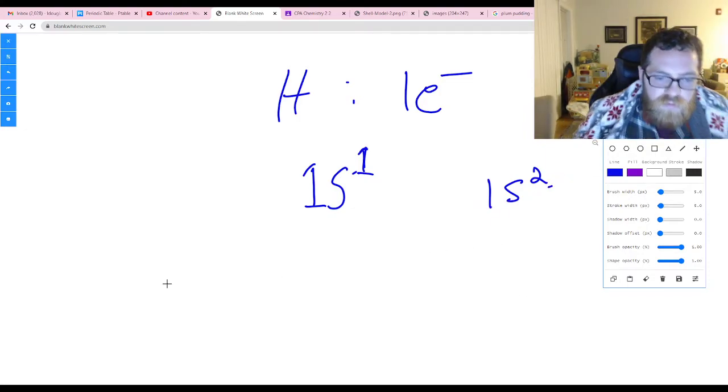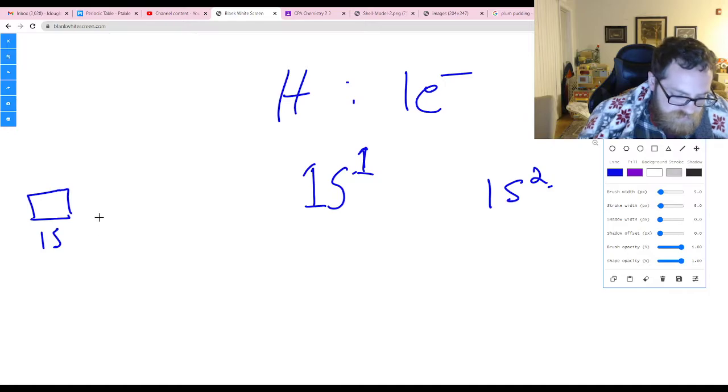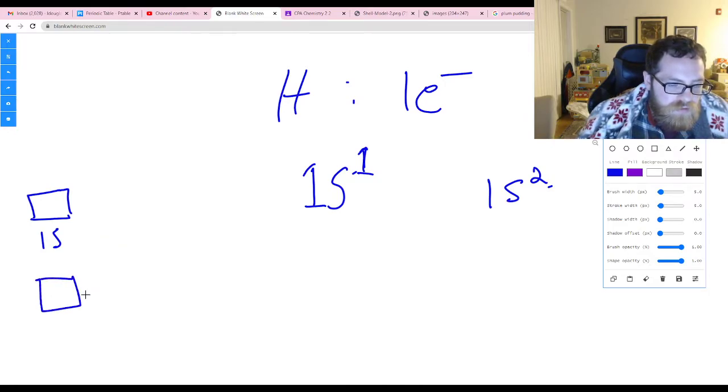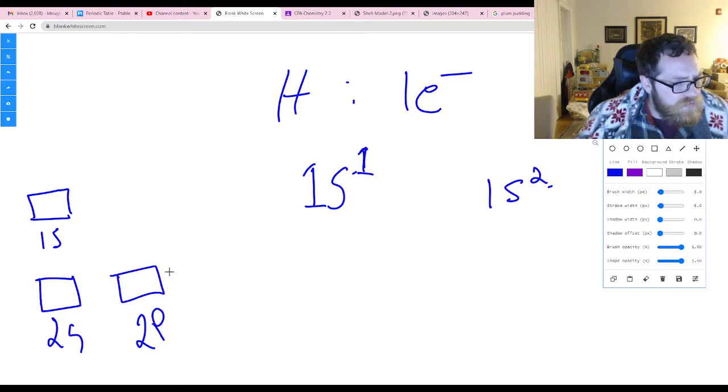From here, we can set boxes or lines, and we can label them 1s, and the next one we can label 2s. We can label 2p.